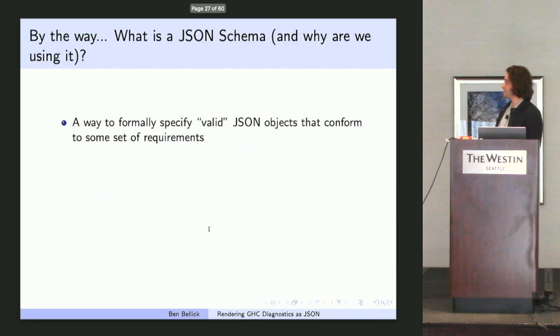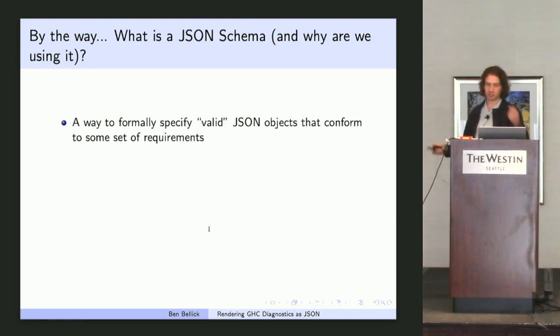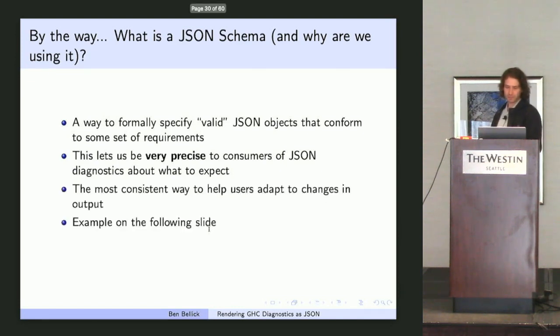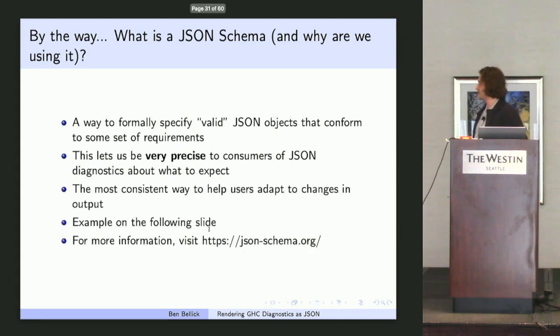JSON schemas is a particular concept that maybe not everyone's familiar with. I don't want to spend too much time on it, but it's kind of what it sounds like. We want a way to basically inform users that there's some constraints that all of these outputs are going to satisfy. And so this is extremely useful because it lets people expect consistent outputs from GHC, and when there's a change, they can actually go check the schema to understand the change that's been made. So we'll see an example here of a little bit of a JSON schema, but if you're actually interested in learning more about it, it's here.